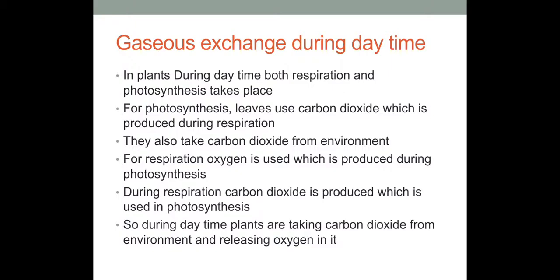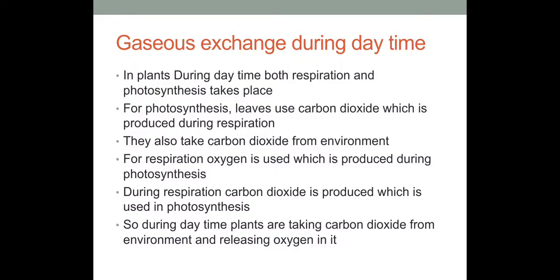The reason is, in plants during daytime, both respiration and photosynthesis take place. For photosynthesis, as I have told you earlier, plants use carbon dioxide, which is produced during respiration. The carbon dioxide, which is a byproduct of respiration, is used in the process of photosynthesis. But the rate of photosynthesis is much more as compared to the rate of respiration. That's why plants need some extra carbon dioxide, which they take from the environment. So in photosynthesis, the carbon dioxide produced as a result of respiration is used, and also they take carbon dioxide from their environment.